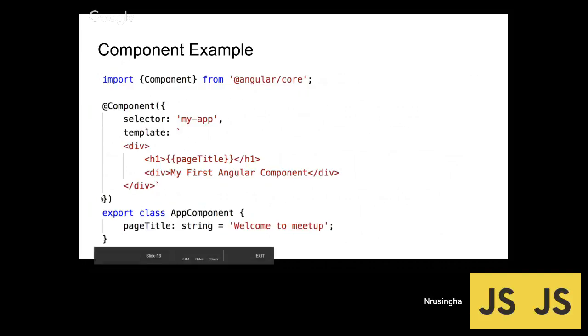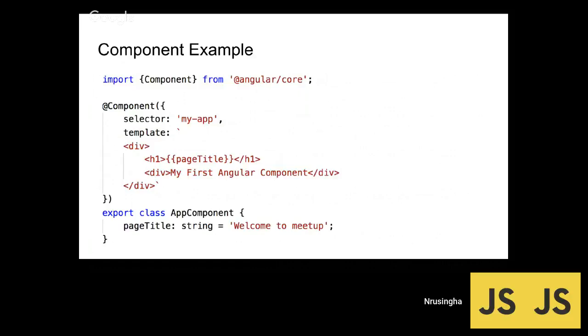Just before this export class, you can see @Component, which is nothing but a function. You can see the parentheses, and inside that I'm passing an object. You can see the curly braces, and that object has a few properties. One property is selector, the other property is template. The selector is nothing but a name for that component. With this name, I can use it in any HTML as a directive.